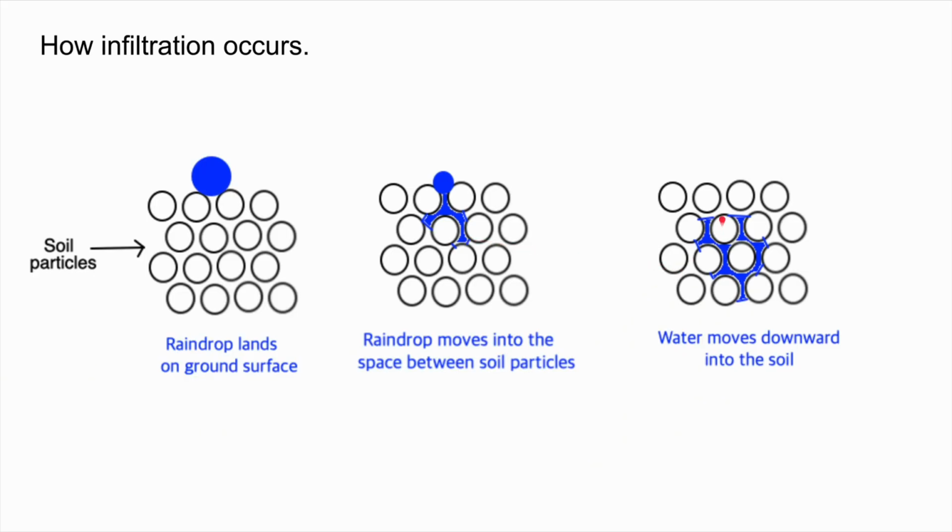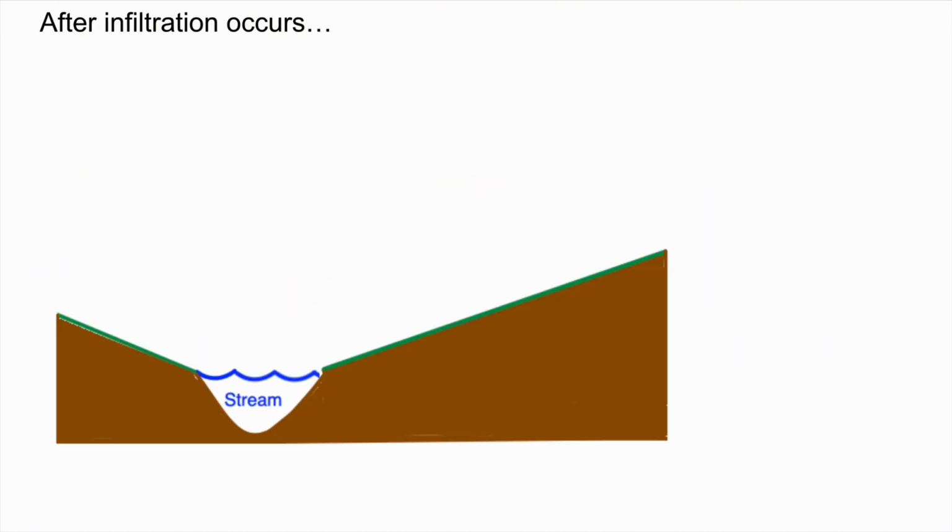Eventually, though, gravity will keep pulling it downwards, and we call this infiltration as the water moves downward into the soil. Now, it will leave small amounts of adhered water molecules on these particles, and that's going to be vital for plants because that's where they get the water they need for photosynthesis.